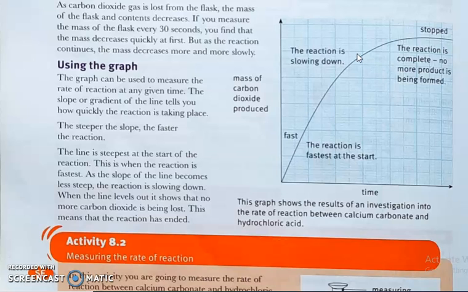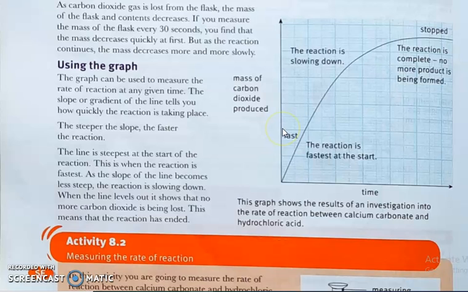When the line levels out, here it is horizontal to the x-axis. Suppose the mass here is 60 gram, continuously showing 60 gram. What does that show us? That shows the reaction is complete and no more product is being formed. Here the mass of carbon dioxide is plotted against time.